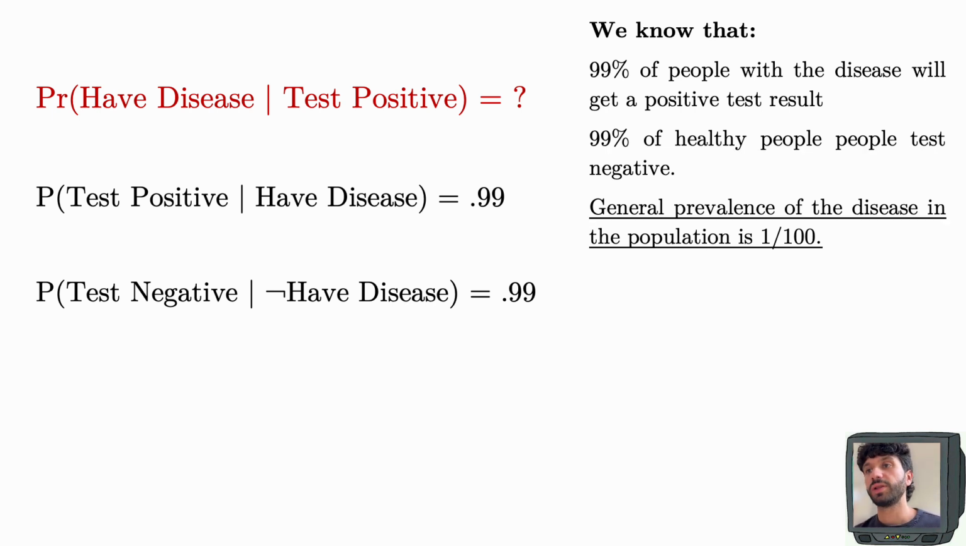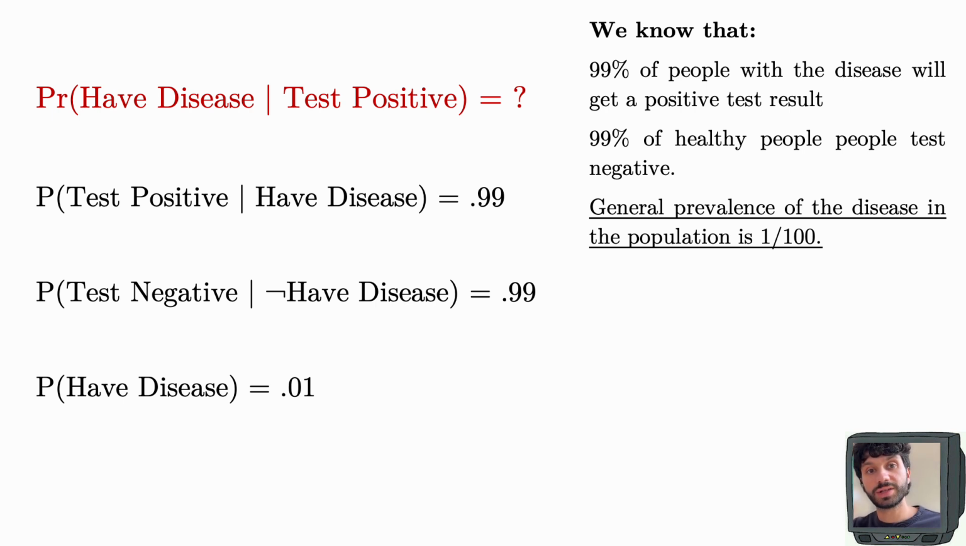Now let's look at our last piece of information, and this is that the general prevalence of the disease in the population is 1 over 100. So how do we put that in our probability notation? Well, that just means that the probability that you have the disease is 0.01, right? If you pick any random person in the population, 1 out of 100 of those will have the disease. It has no condition, so we don't need to worry about putting any conditions. So now we have all the information put into probability notation, if you will.